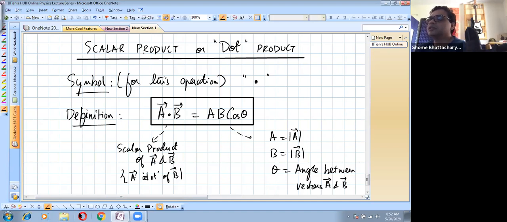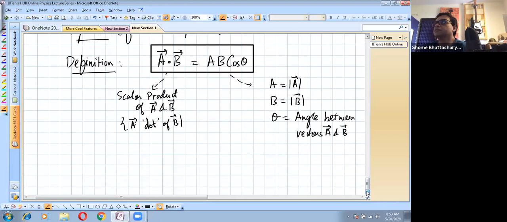this is the definition of the scalar product, or what we simply read as A dot B. Okay, so it's pretty simple really. Okay, so let's look at a simple geometrical example.